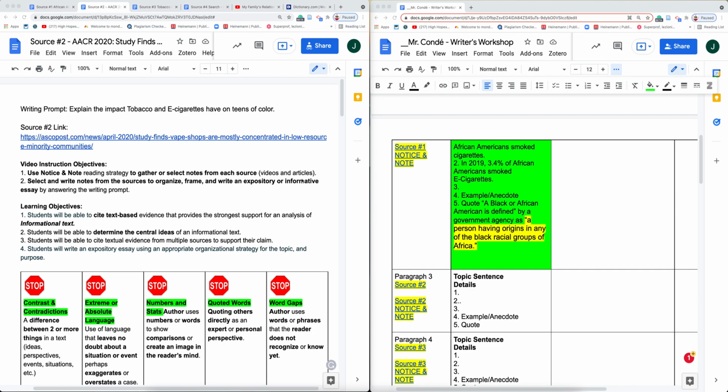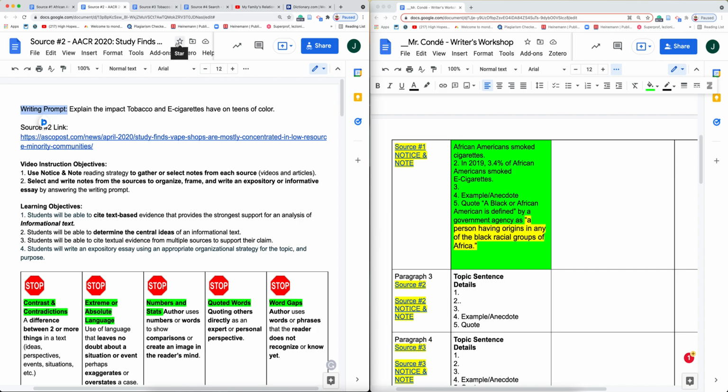This is source number 2 for the informative or expository essay that we are writing about tobacco and e-cigarettes and how they impact teens of color.